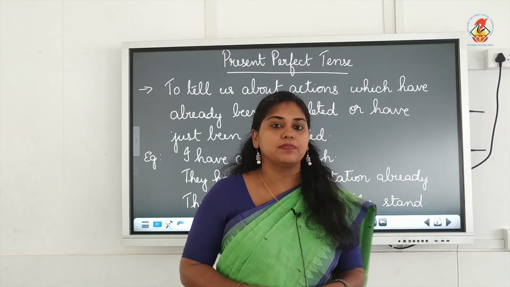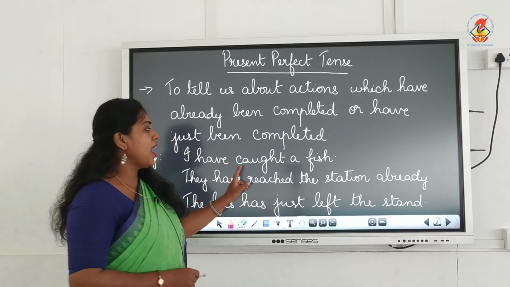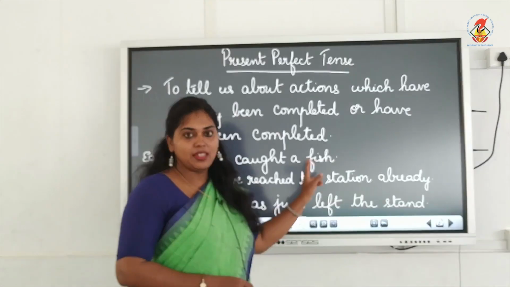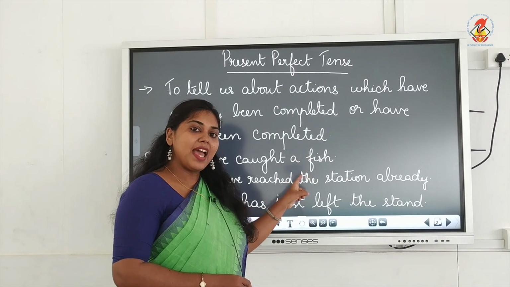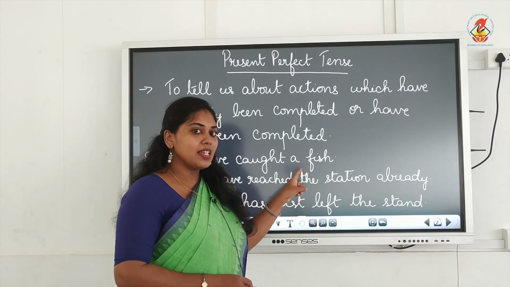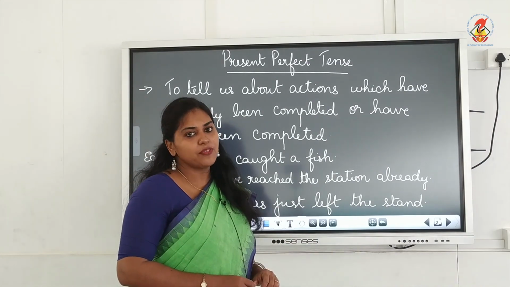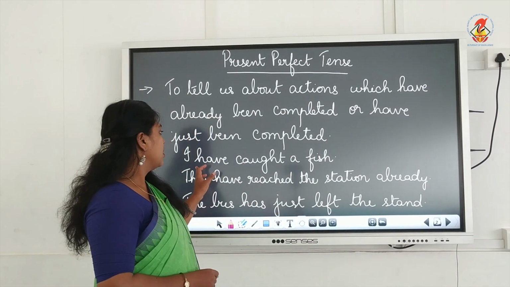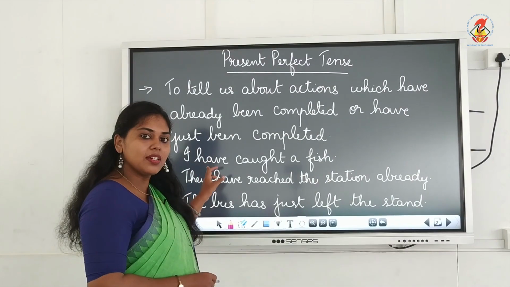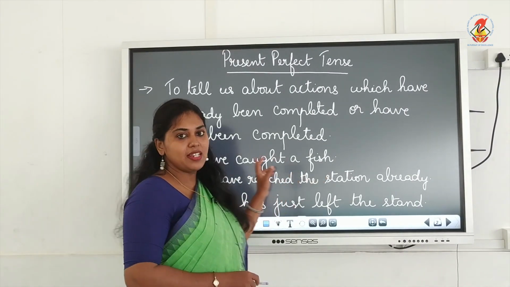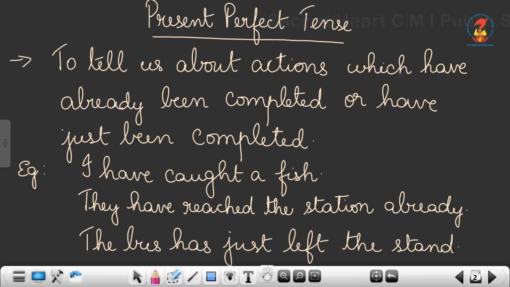For example, I have caught a fish. Here the action has taken place at the present time and it is just complete. Just now only he caught a fish, okay. So I have caught a fish. We say it like I have caught a fish.